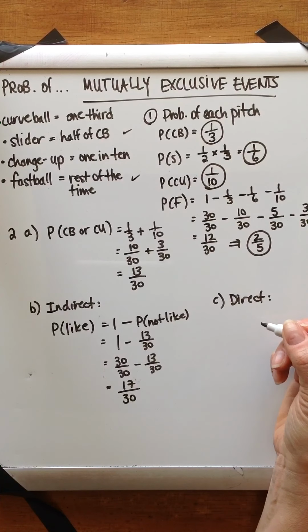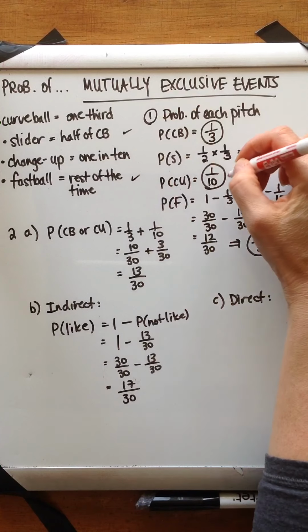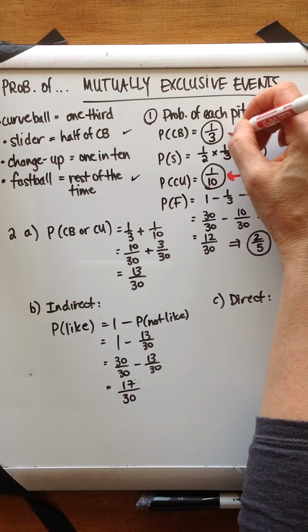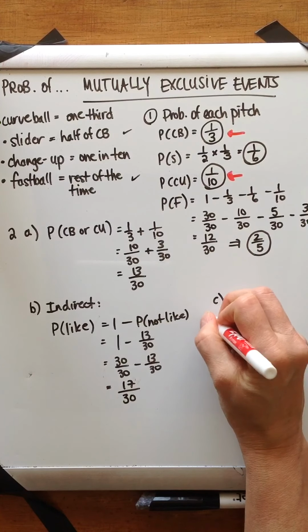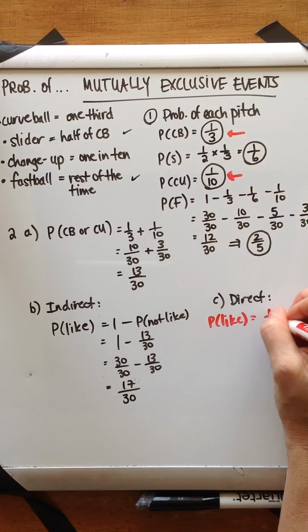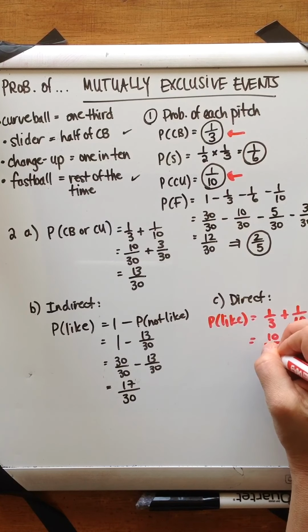Now directly, I could have just gone up and used the probabilities for the ones that I do like. So let's put those in. So the probability of like, or getting a pitch I like, could be a third plus a tenth. And then this is going to start to look a little bit familiar.